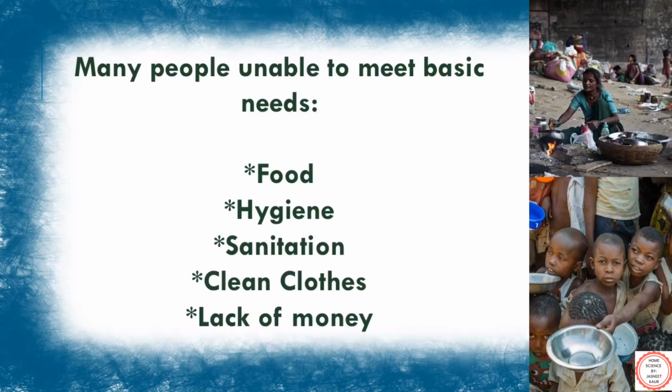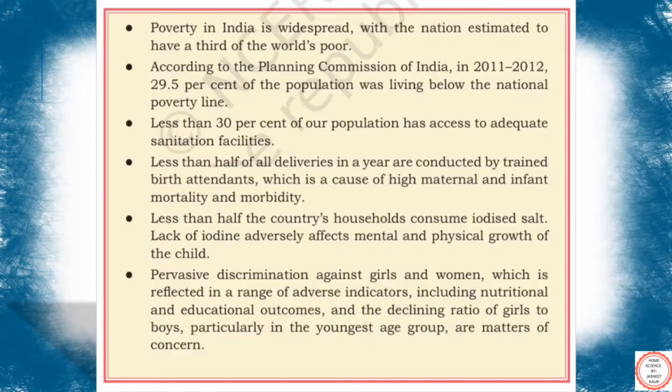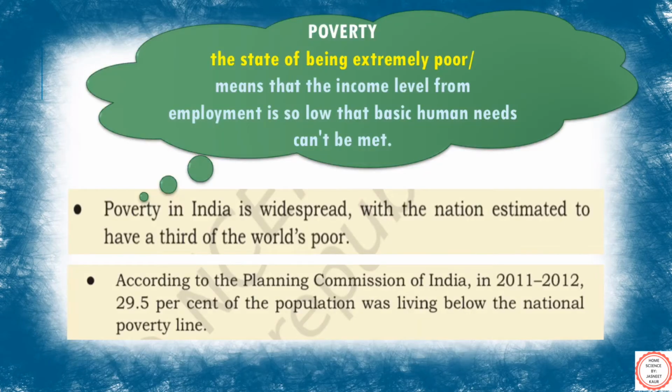In this context, on page number 176 of your NCERT book, one box is mentioned. We will discuss all the points of this box one by one. The first point says that poverty in India is widespread. Poverty simply means the state of being extremely poor, or we can say that the income level of a family from employment is so low that their basic human needs cannot be met.